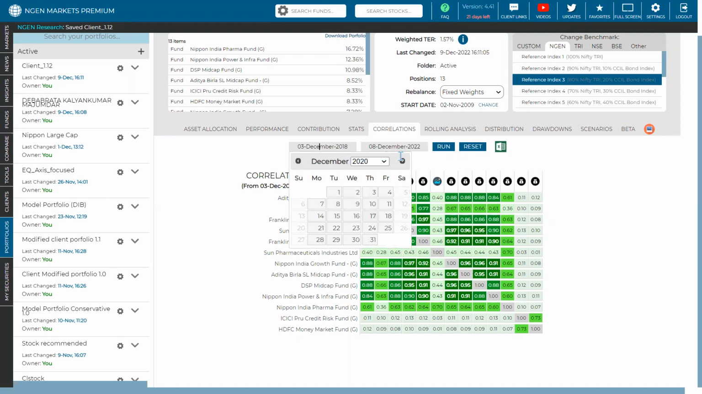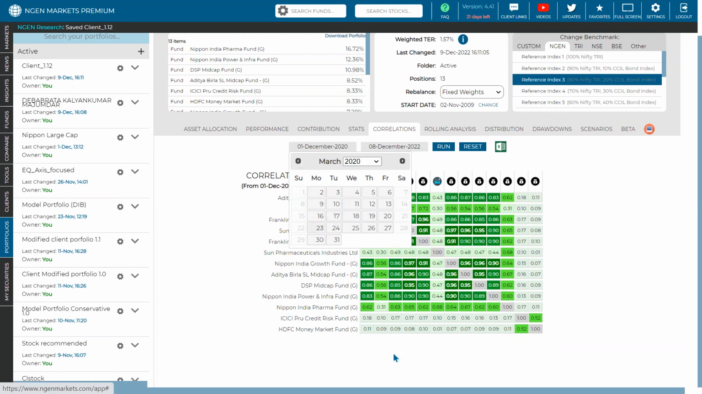COVID-19, right? So for that, what you can do is just go ahead in here and click on one particular date set, 23rd March.